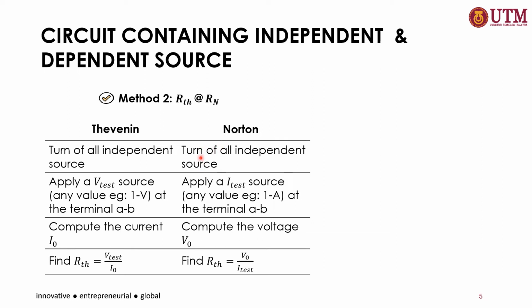For the Norton, you need to turn off all independent sources and then you apply an I test, which you can use as 1 ampere at the terminal AB. This is the load terminal. And then you need to compute the voltage across this terminal AB and you can find the RTH equal to the V naught, the computed voltage, divided by I test, which here is 1 ampere.